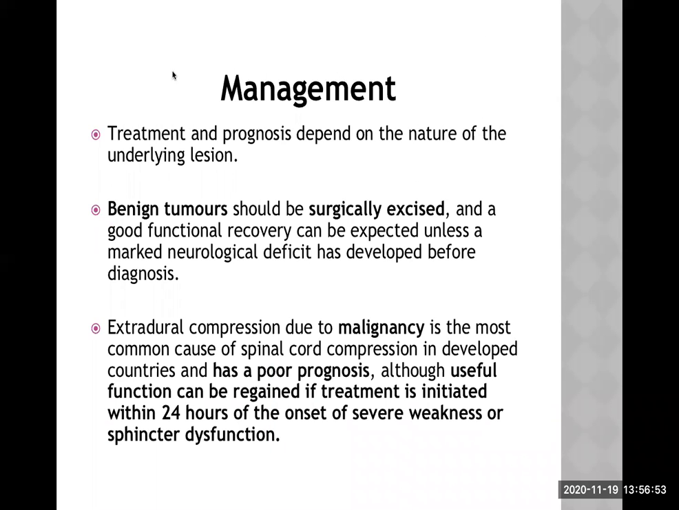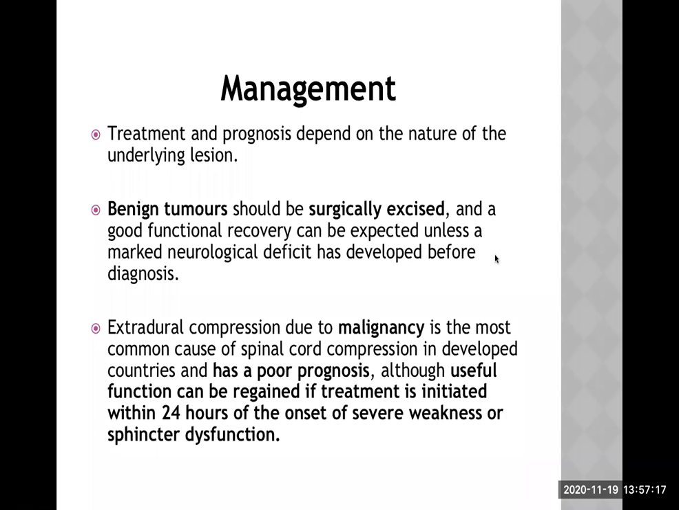Okay, now regarding the treatment or the management, this is the final part of this small topic. Actually, it depends on the cause. What is the cause of spinal cord compression? So accordingly we can manage, but there is some general management. So let me explain that general management in the beginning. So all of you please pay attention here.